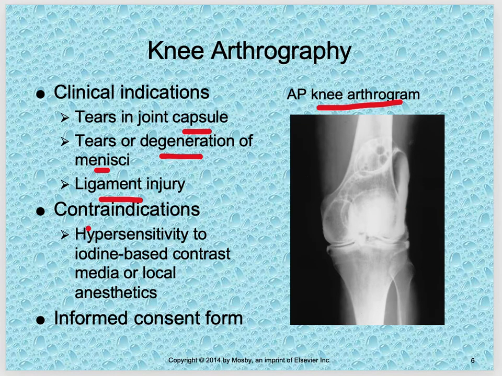So also contraindications, your history should include questions about sensitivity to iodine-based contrast, and then local anesthetics, because they are going to give a local anesthetic to insert and inject that dye into the joint. Also, there is an informed consent form. Sometimes you guys will have to do this. Other times, nurses will prepare them for the informed consent and take the informed consent. And then it's just up to you guys to prepare the room, bring the patient in, get the patient prepared for the radiologist. But every clinic site is different. Know what your clinic site's going to do.